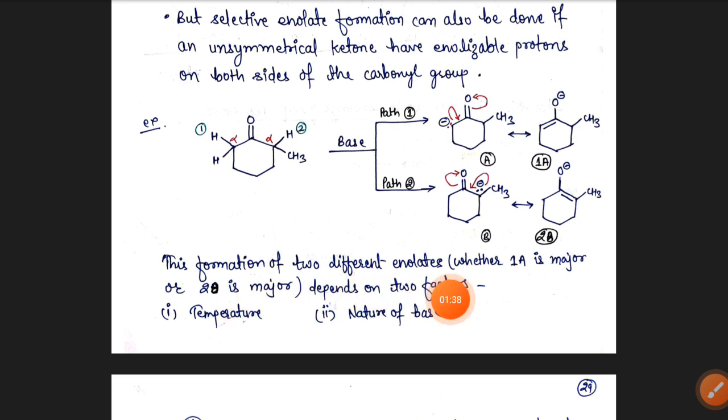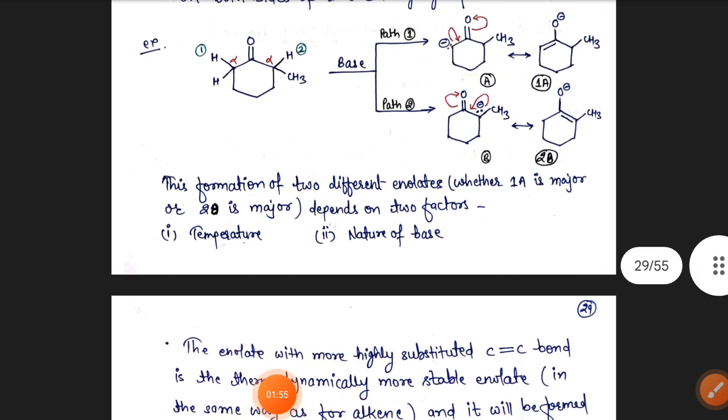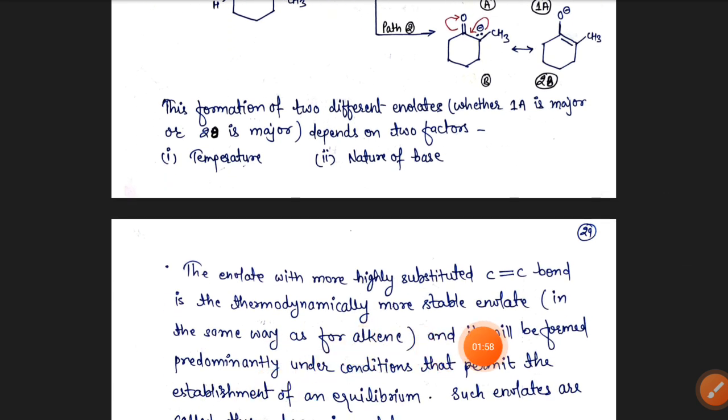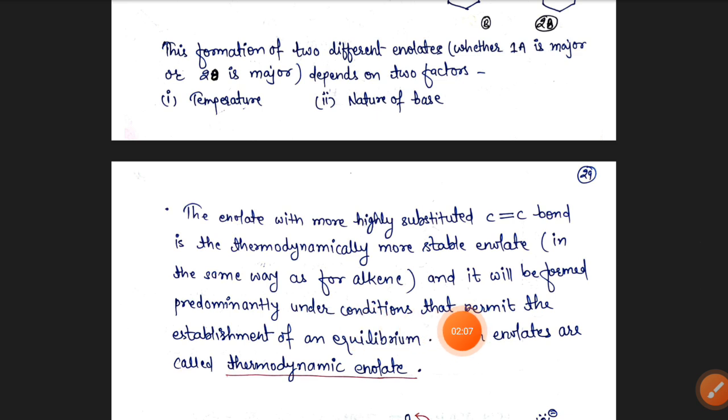The formation of the two different enolates depends on two factors: first, temperature, and next, the nature of the base. Temperature dependence gives the kinetic control product. The enolate with the more highly substituted C=C bond is thermodynamically more stable, in the same way as for alkenes, and it is formed predominantly under conditions that permit establishment of equilibrium. Such enolates are thermodynamically stable.